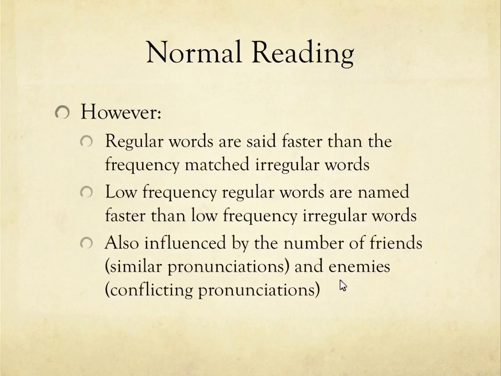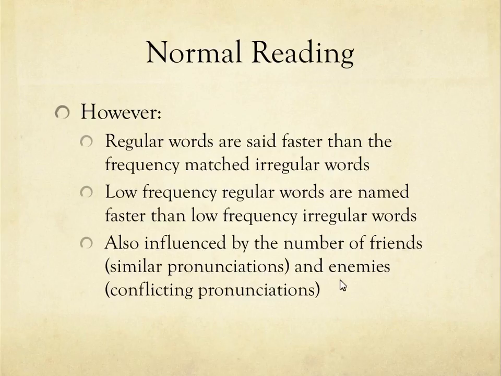So if we take that for a second and then look at some other effects people see in experiments, what we find is that regular words are said much faster than frequency-matched irregular words. So remember, frequency is a big component of a lot of reading, and so it's one of the biggest things. And then there's age of acquisition, imageability, concreteness. So we talked about a bunch in the last section.